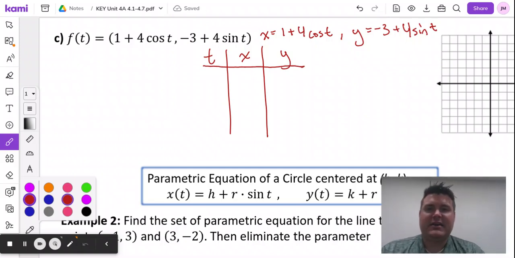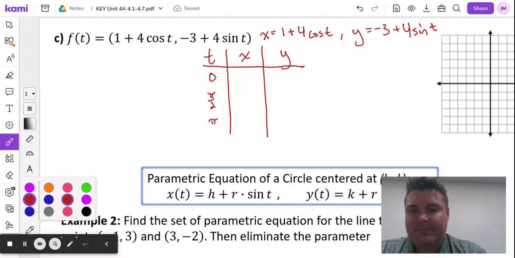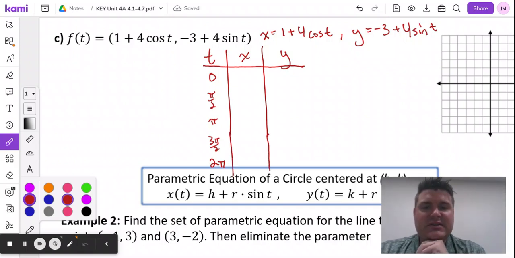Quadrantal angle is anything where the unit circle sits on an axis. So quadrantal angles are going to be 0, pi over 2, pi, 3 pi over 2, 2 pi, stuff like that. So at t equals 0, pi over 2, pi, 3 pi over 2, and 2 pi, I'm going to do all those. So when t is equal to 0, for x, I'm going to get cosine of 0, which is 1. So I'm going to get 1 plus 4, which is 5. And then for the y, since sine of 0 is 0, it's going to get me negative 3.